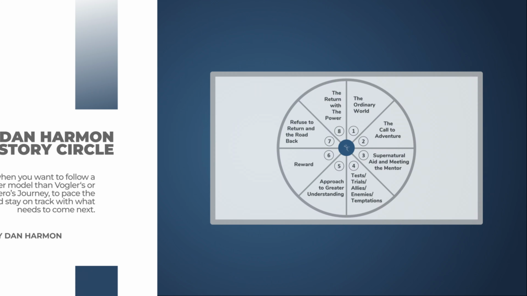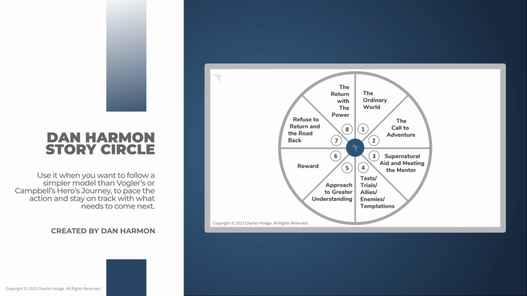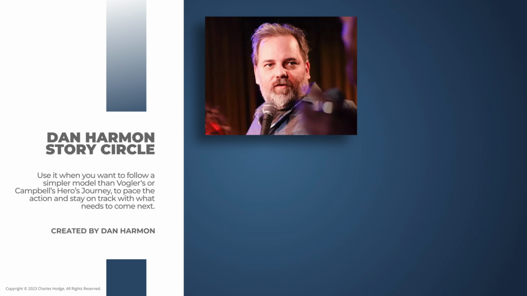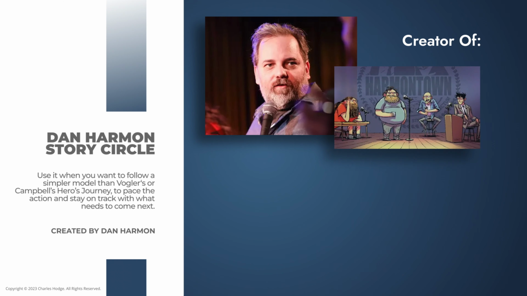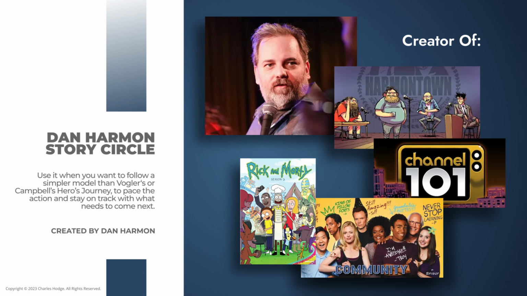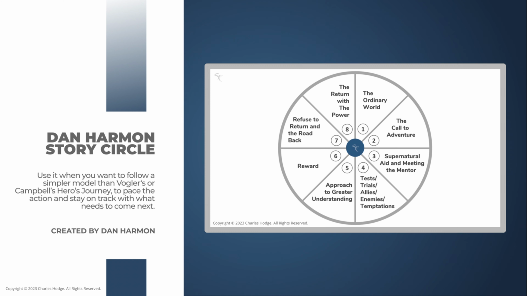The Dan Harmon Story Circle. The Dan Harmon Story Circle was developed in the 1990s by its namesake, Dan Harmon. It's a simplified interpretation of the original 17-step monomyth popularized by Joseph Campbell. Use this story structure when you want to follow a simpler model than Christopher Vogler's or Joseph Campbell's versions of the hero's journey. It's formulaic and predictable, but it allows the writer to pace the action and stay on track with what needs to come next.